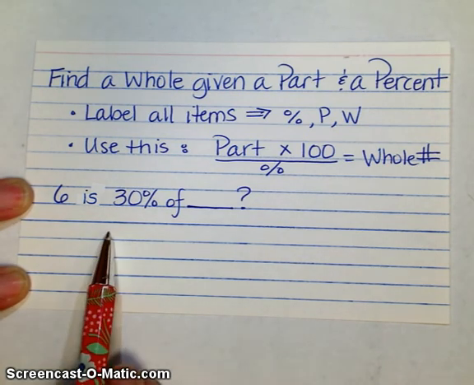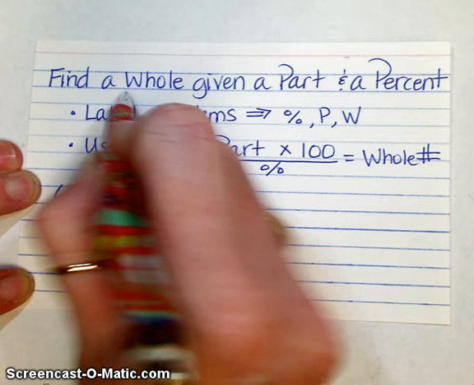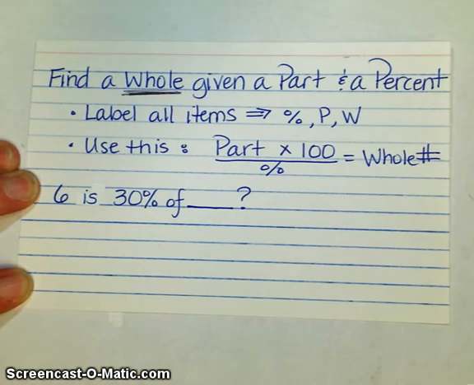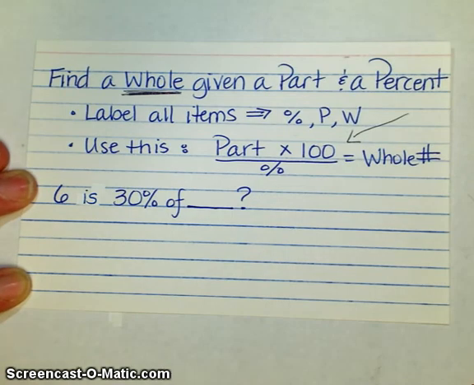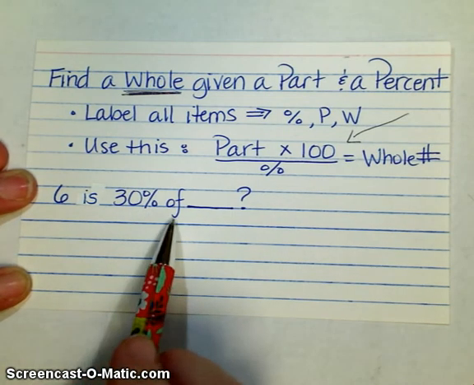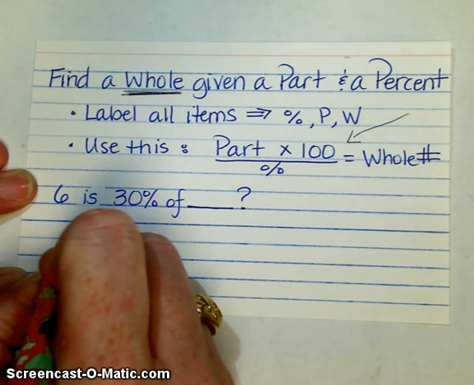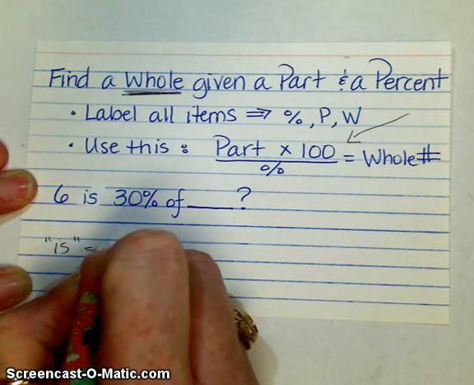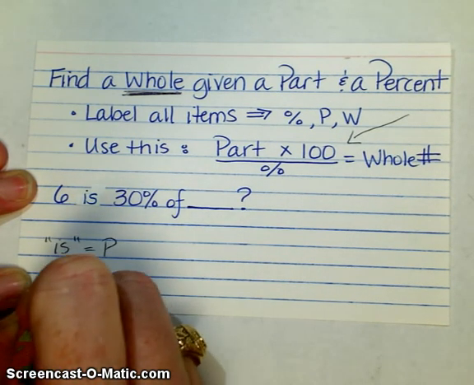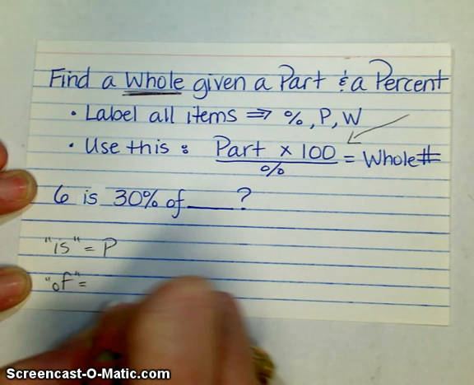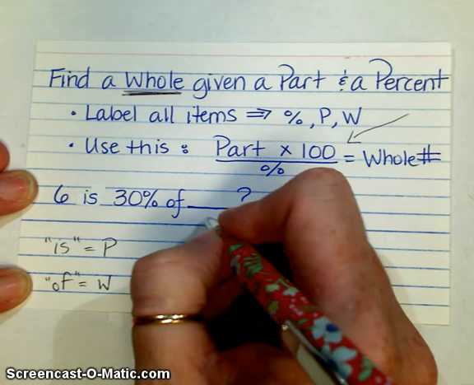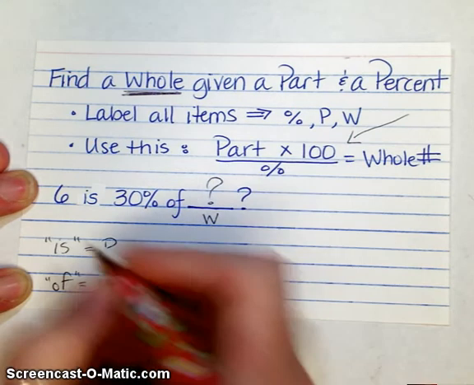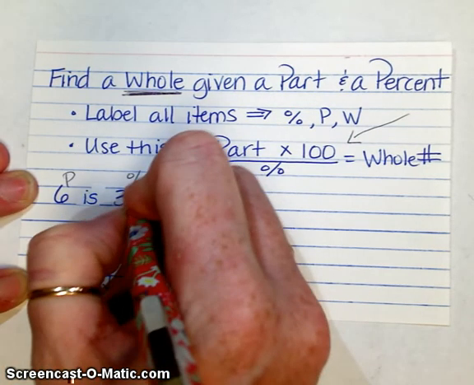Well, look at this kind of problem. What if I want to find a whole number if I'm given a part and a percent? This is what I'm going to use instead. 6 is 30% of something. Remember, whatever is next to is, that is my part. Whatever is next to of, that's my whole number. Do I have my whole number? No, I don't. That's what I'm going to be looking for. But I do have my part and I have my percent.